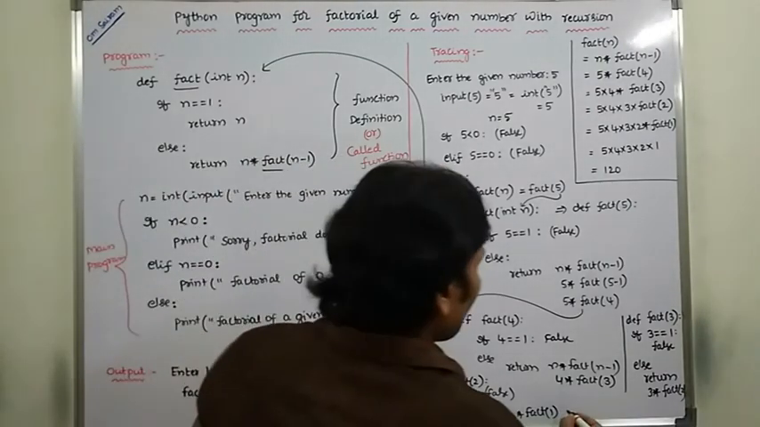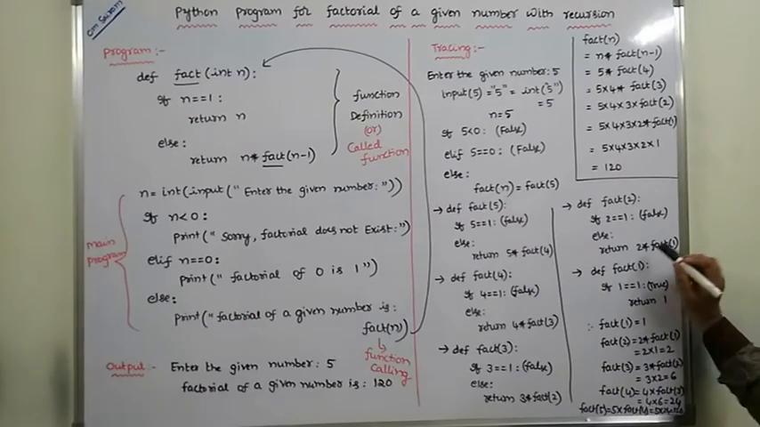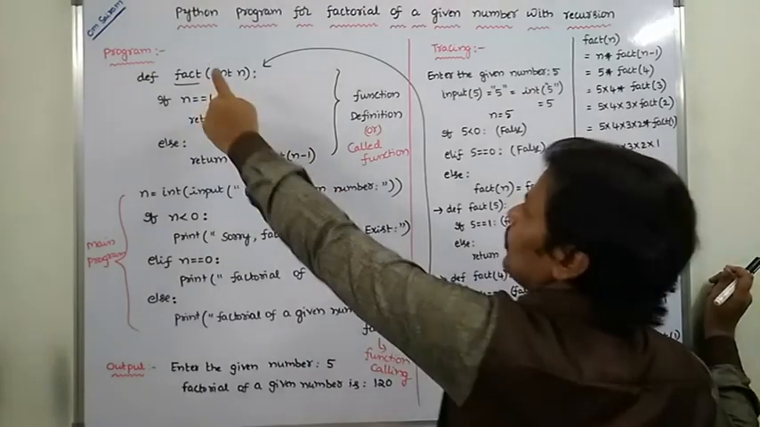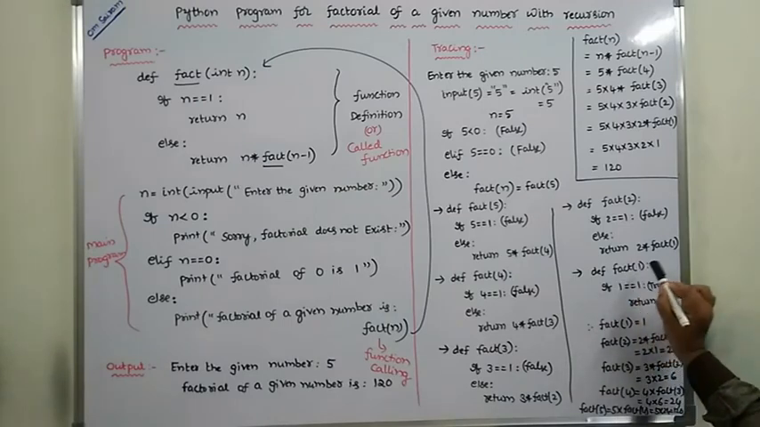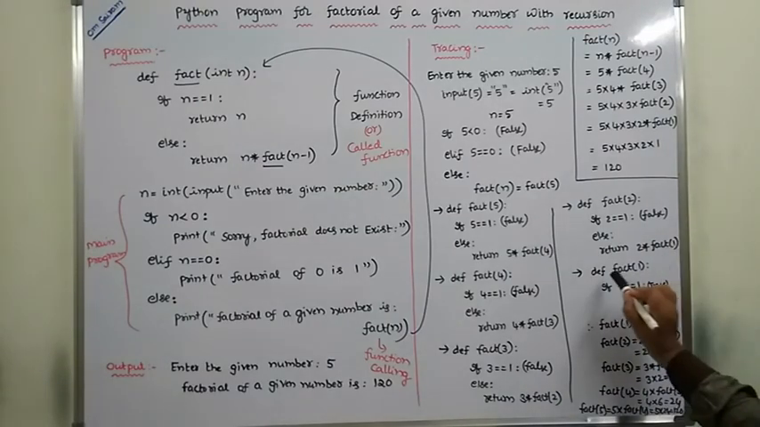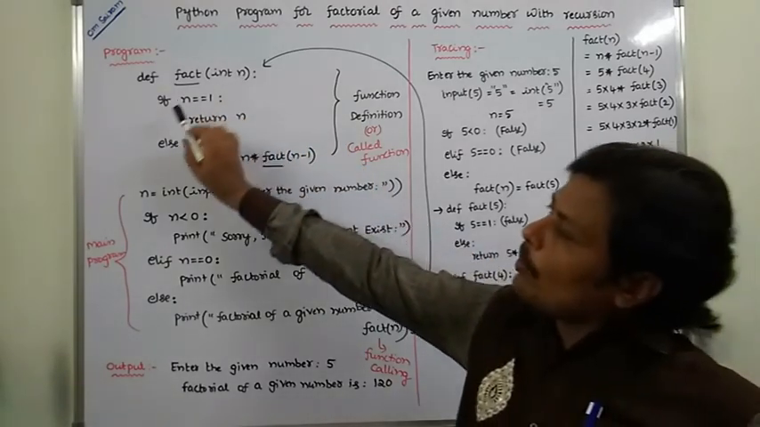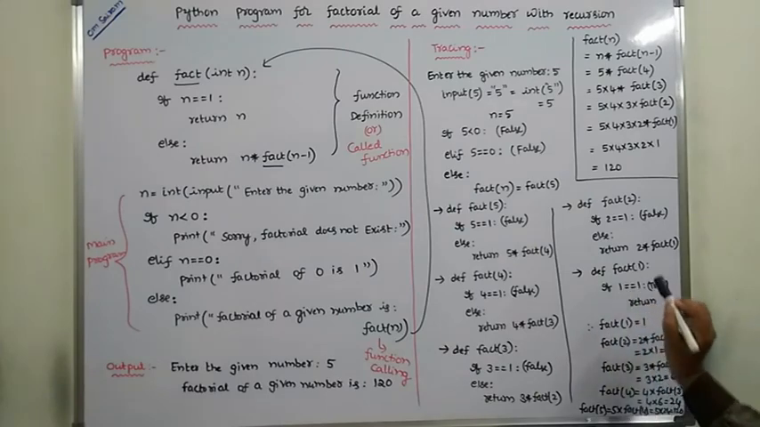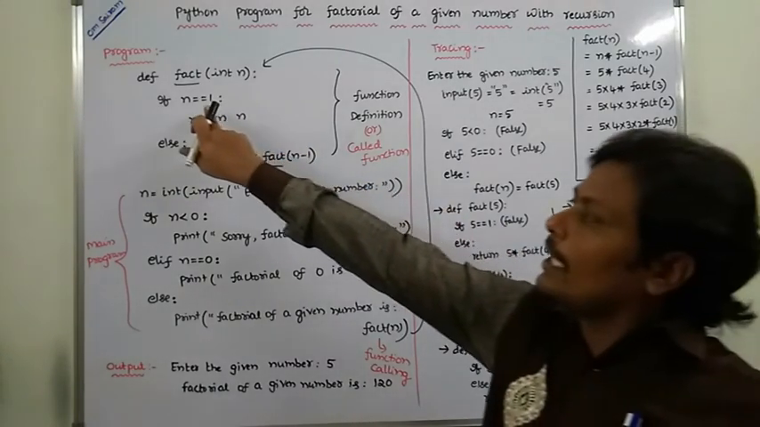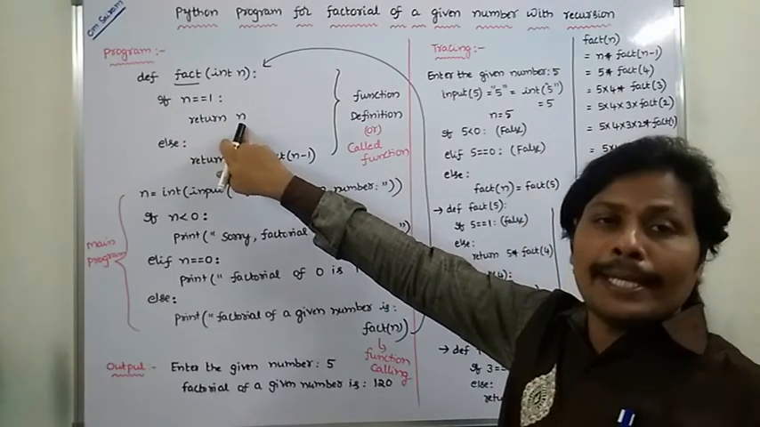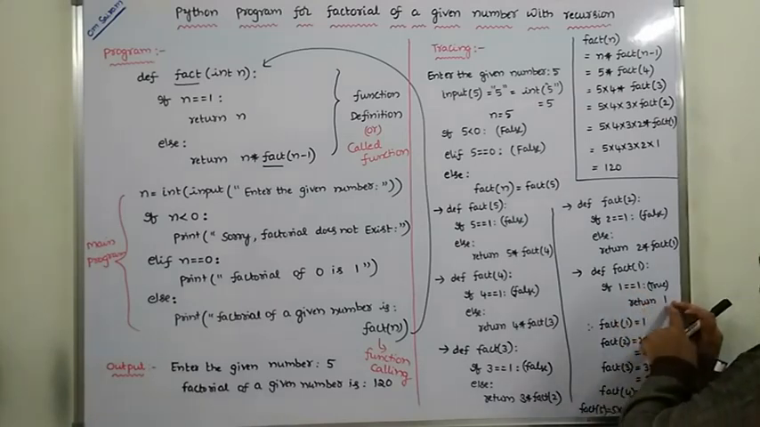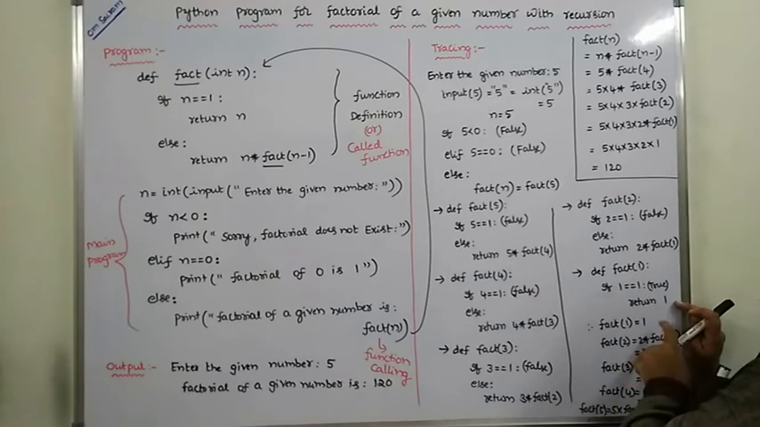So now this becomes 2 into fact of 1. Now here the n value is equal to 1, again the control goes to the called function, def fact of n where the value is 1. Now if n is equal to 1, that means 1 equal to 1, that is true. If the condition is true, return n. The n value is 1, so return 1. Return 1 means fact of 1 is equal to 1.